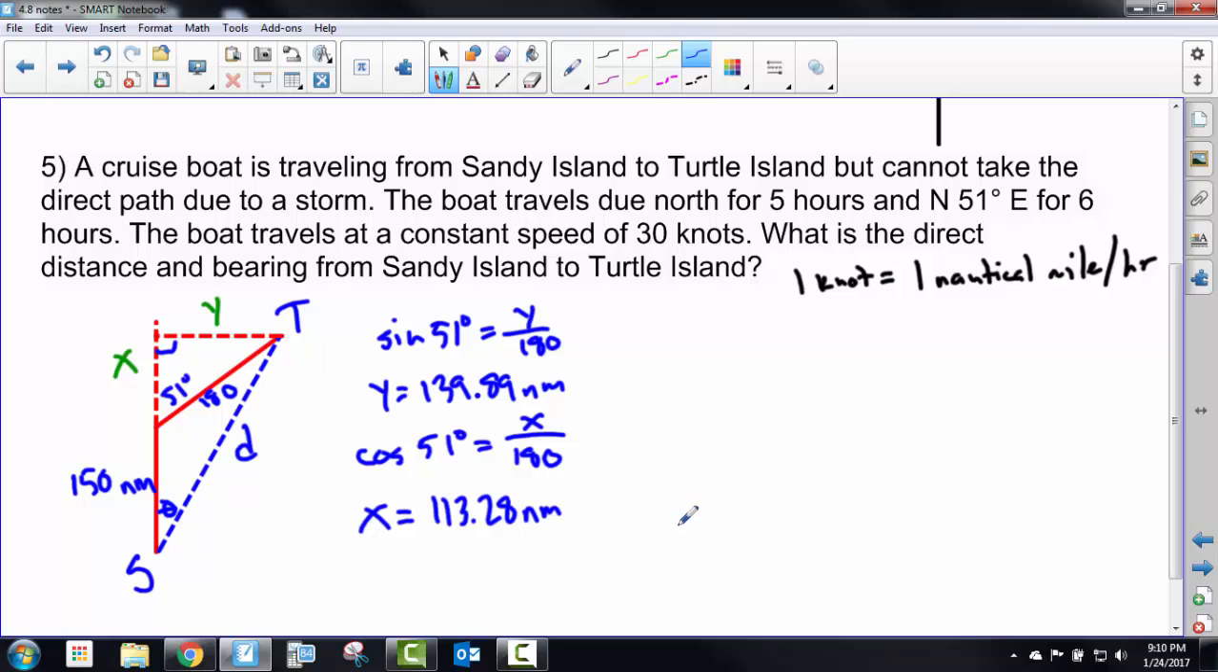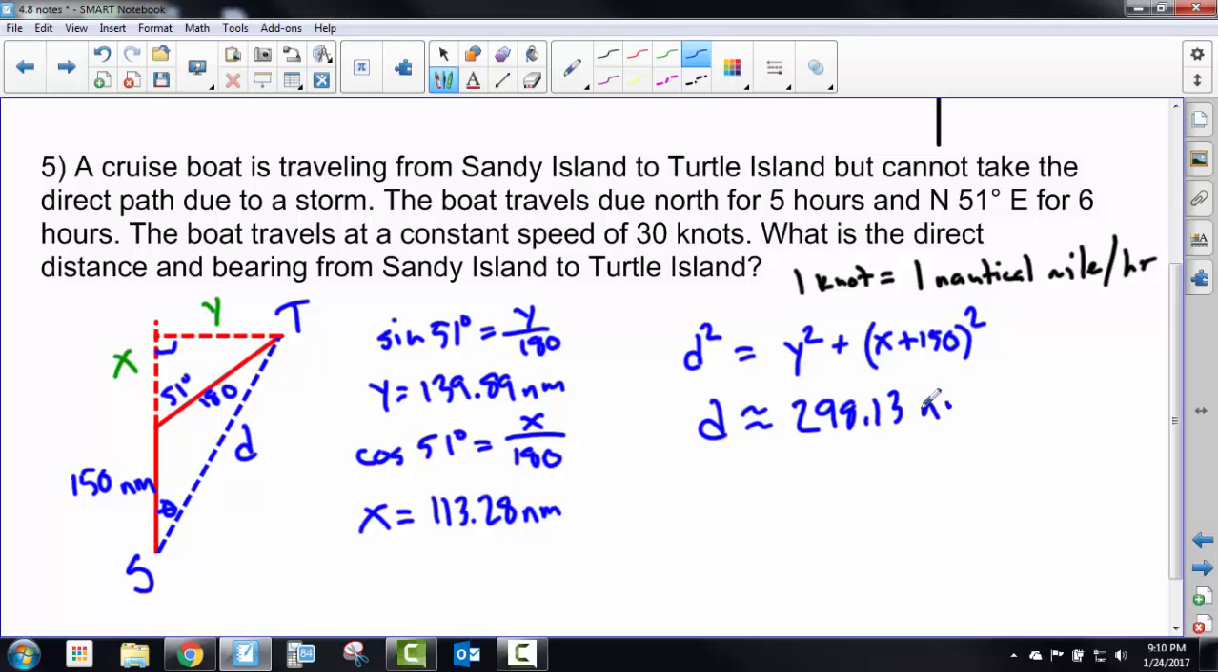Now, why do we need that? Well, we can now find the distance because I know that d squared is equal to y squared plus, well, this side over here is x plus 150. I'm just going to write x plus 150 squared. Now, obviously, we know x and we know y, so we're just going to plug in those numbers. And I'm getting the distance to be about 298.13 nautical miles. Okay, that's one of the key things.